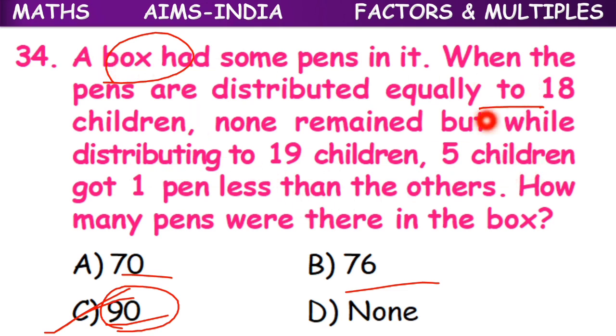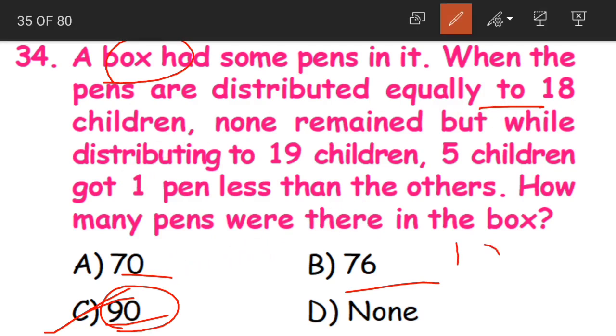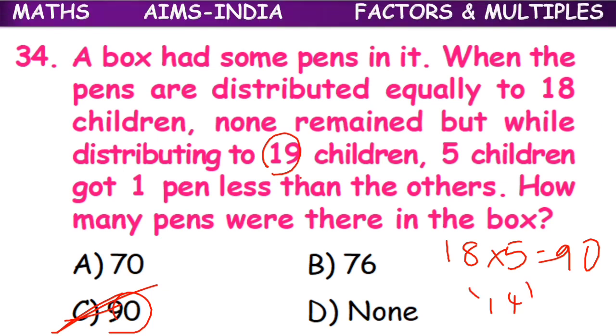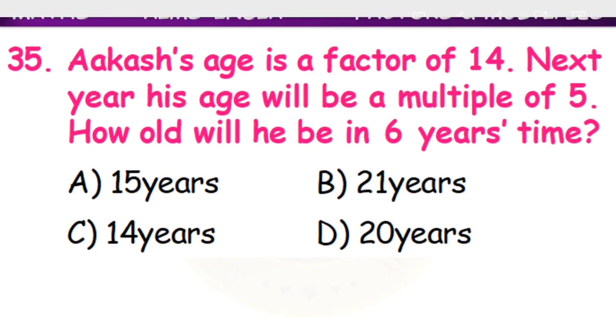Okay. So when divided among 18 students, they were distributed equally, right? So we have 18 5s are 90. So 90 here is exactly divisible by 18. So that becomes our correct answer. And when you divide 90 by 19, you will get 14 as your remainder. Okay. So the correct answer is 90.